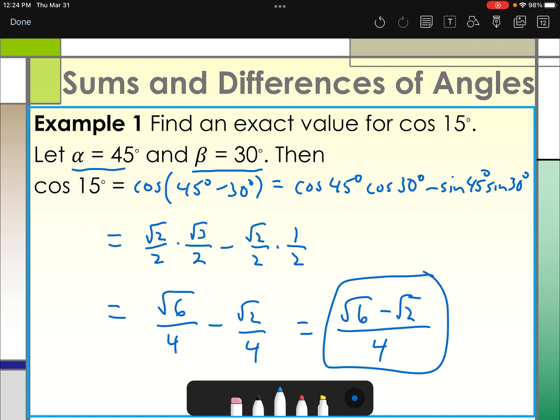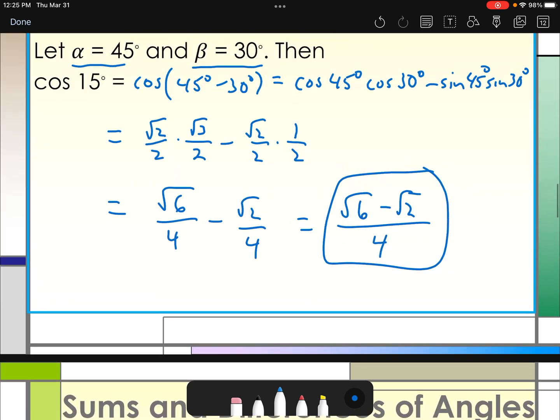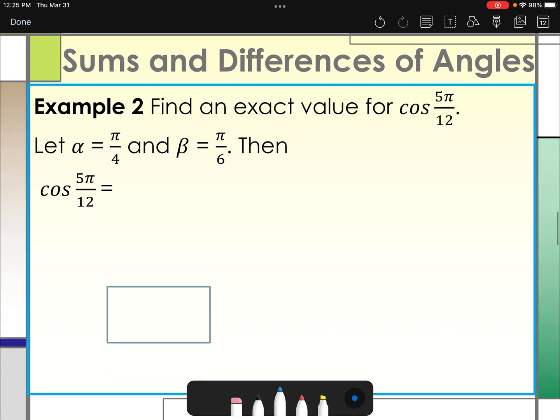Okay? Now, we can't add radical 6 and radical 2. They're not like radicals. So we can't do anything with that. It's done. It's simplified. Now, look at 5 pi over 12 on your unit circle. You will find that it's between pi over 3 and pi over 2. So that's 75 degrees, if you were wondering.